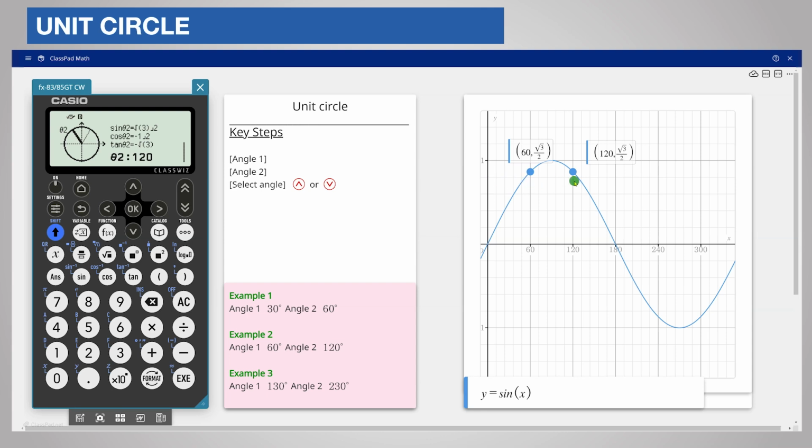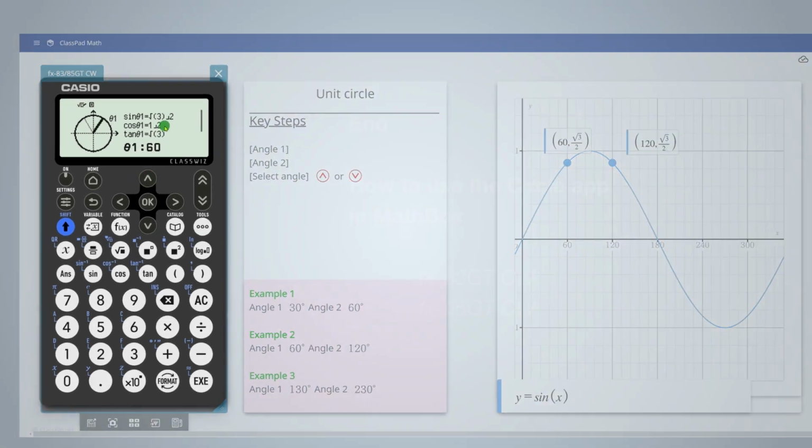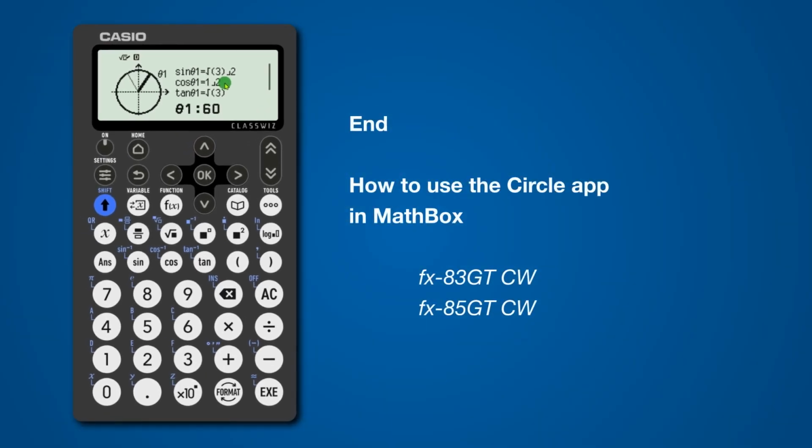There are equivalent angles for cosine and tangent as well, which you can explore. You can also explore further relationships between the trigonometric functions, such as cos 120, which is -1/2, and cos 60, which is +1/2. Why not take some time to explore these relationships?